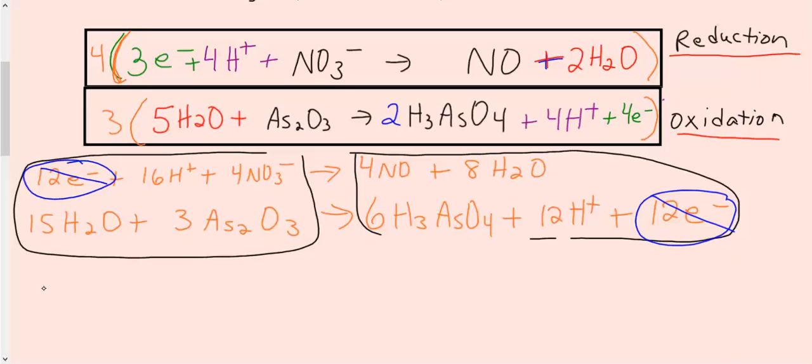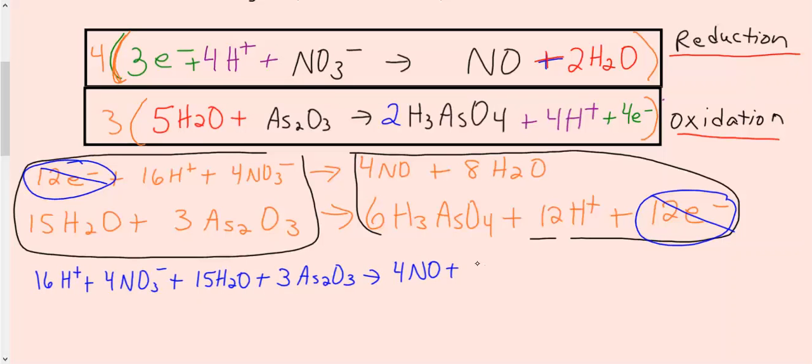So if I add up what's on the left, I'll get 16 hydrogens plus 4 NO3 minus plus 15 H2O plus 3 As2O3 yields 4 NO plus 8 H2O plus 6 H3AsO4 plus 12 hydrogens, because we've already canceled our electrons.